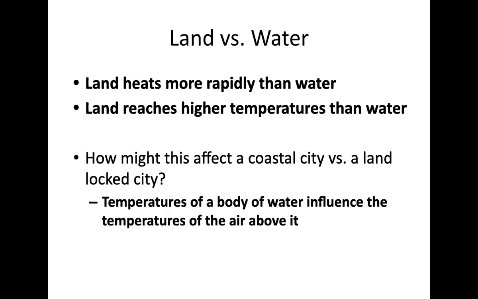It's what? But water wouldn't be less dense, right? A D and an M. Dry above land, and above water it would be damp, moist, okay? So land heats more rapidly than water, and land reaches higher temperatures than water.